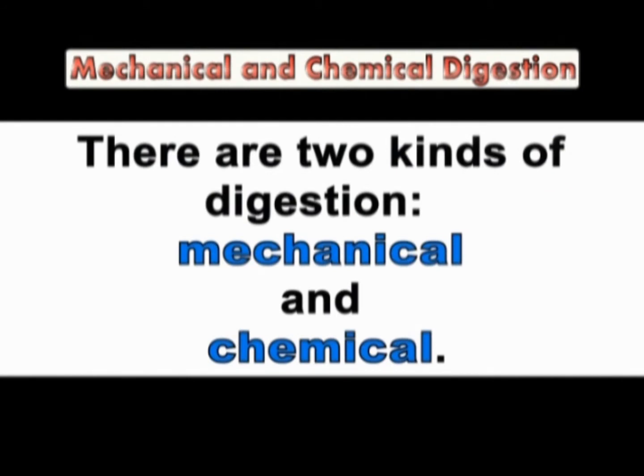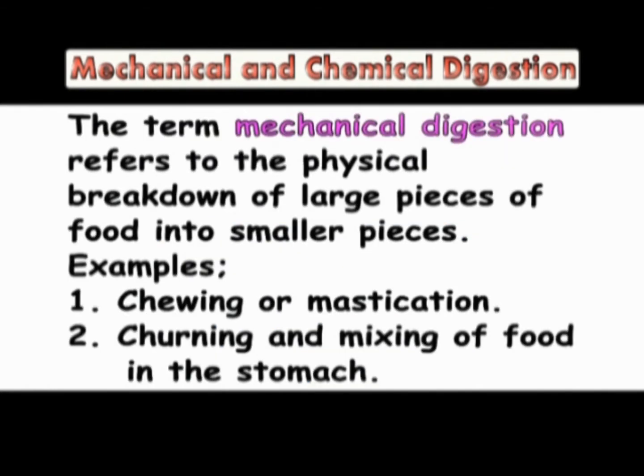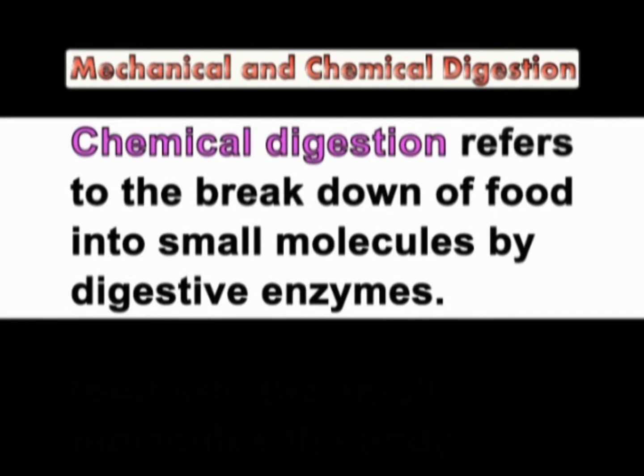There are two kinds of digestion: mechanical digestion and chemical digestion. The term mechanical digestion refers to the physical breakdown of large pieces of food into small pieces. Let us look at these examples. 1. Chewing or mastication. 2. Churning and mixing of food in the stomach. Chemical digestion refers to the breakdown of food into small molecules by digestive enzymes.